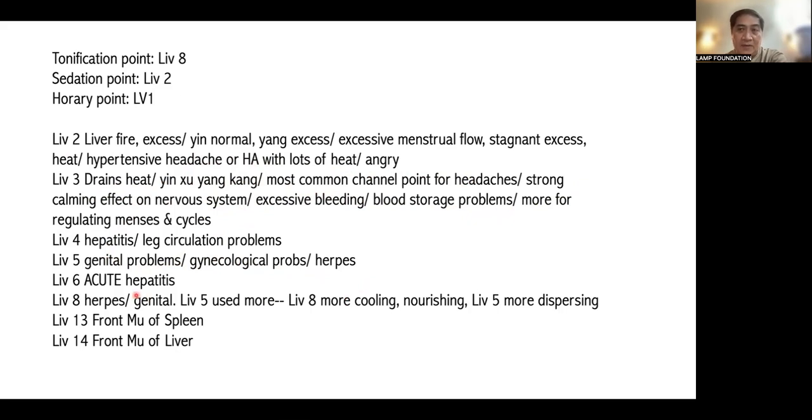Liver 6, when you have acute hepatitis. Liver 8 for herpes or genital issues. Liver 5 is used more. Liver 8 is more cooling, nourishing. Liver 5 is more dispersing. Liver 13 is the front view of the spleen. Liver 14 is the front view of the liver.